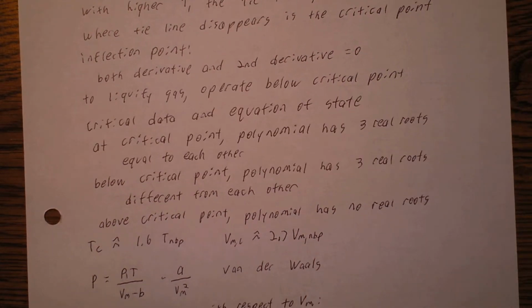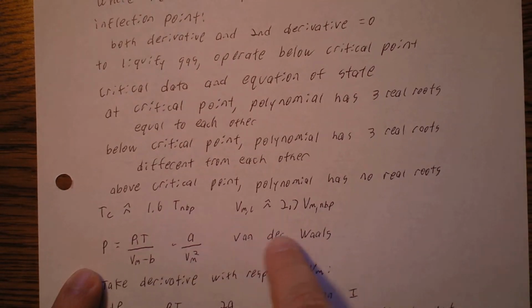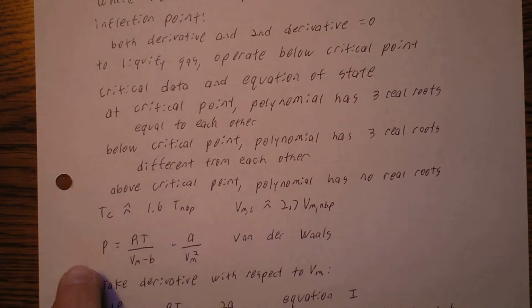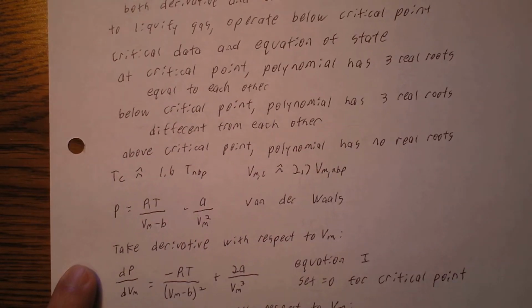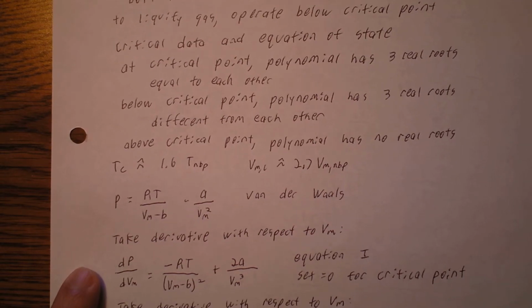boiling point. Now the equation of state, for the van der Waals equation of state, solved for pressure, we get pressure is equal to the gas constant R times temperature divided by the molar volume minus the correction term B, minus the correction term A over molar volume squared. Now we want to take the derivative of that with respect to molar volume.